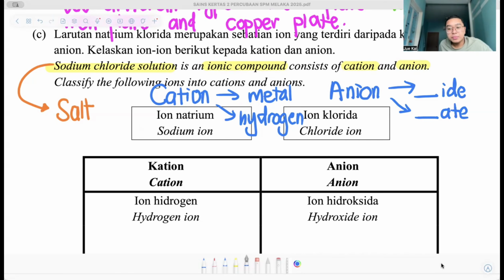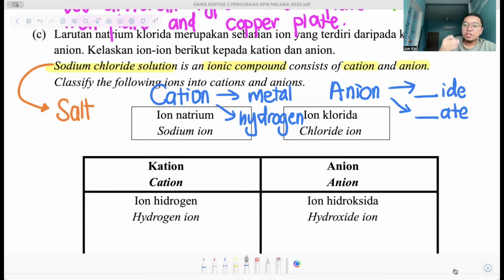Okay? No need to be confused. I tell you, the textbook purposely makes you confused. I'm here purposely to make sure you are not confused. That's the thing. So when it's an anion, which one is the anion? I don't know. Don't worry. IDE, ATE, confirm anion. No need to waste time.